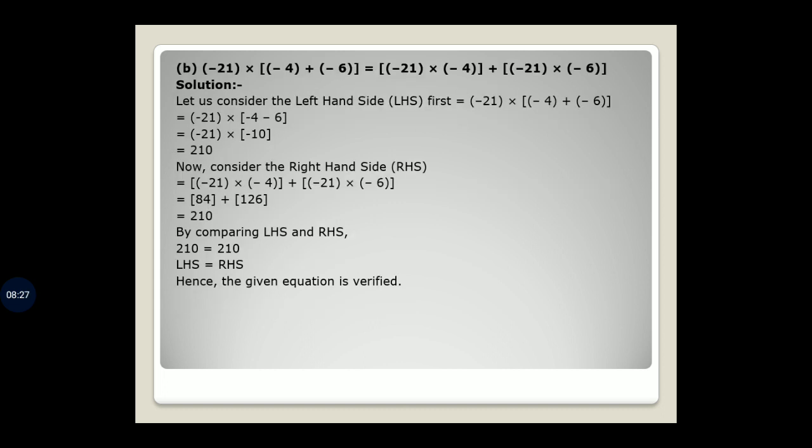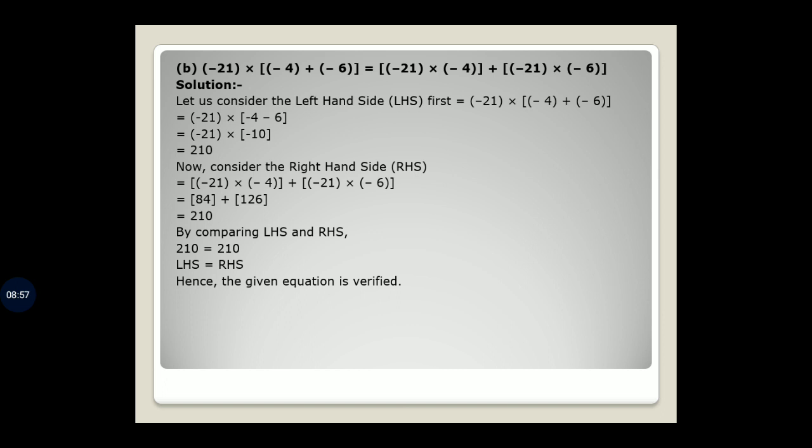Next problem. Minus 21 into minus 4 plus of minus 6, which gives you minus 21 into minus 4 plus of minus 21 into minus 6. Solution for this problem is, let us consider the left hand side of the problem, that is minus 21 into minus 4 plus of minus 6. Minus 4 plus minus 6 is minus 10. Minus 21 into minus 10 gives you 210.